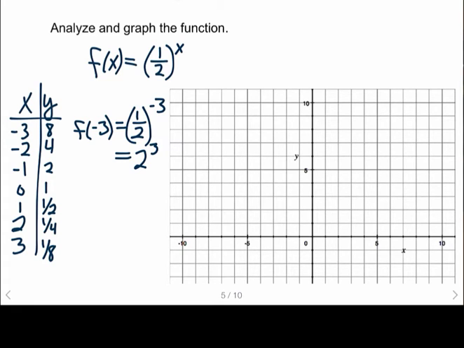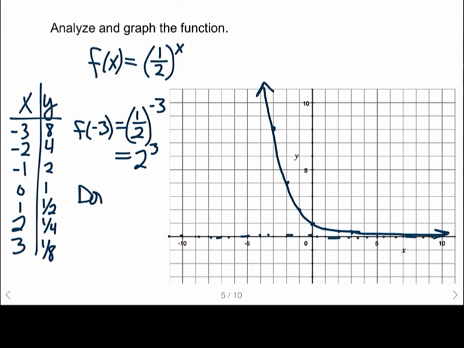And so plotting these points, what we have is a graph that starts up and to the left and then comes down to being asymptotic but not touching the x-axis. We still have the horizontal asymptote of y equals 0. So let me write down some things.